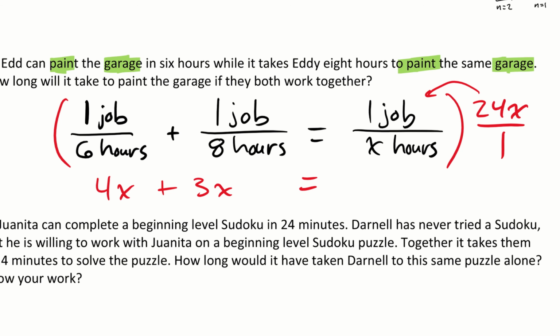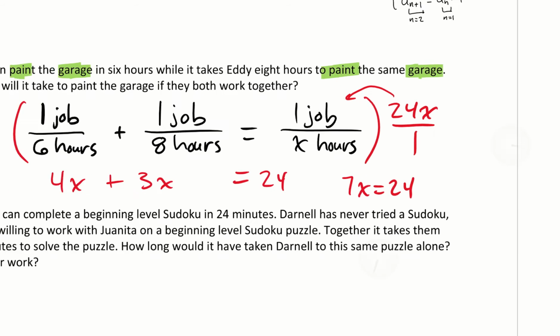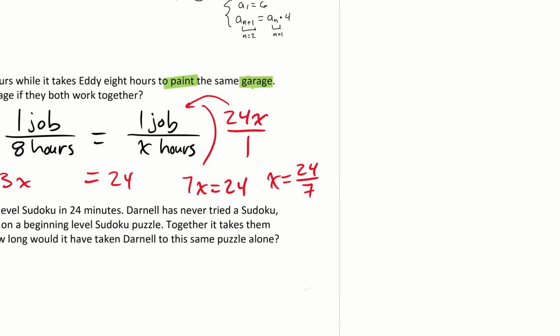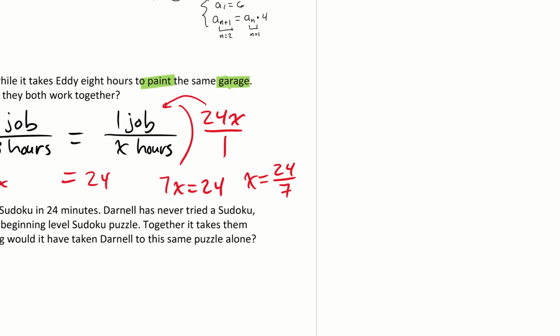There my x value is eliminated. I'm just left with the number 24. So this equation becomes 7x equals 24. And if I solve that for x, x is 24/7. So they could do the job in 24/7 of an hour. And some of you were converting this into not only hours, but hours and minutes, and I thought that was super cool. I don't know, I might ask that on a test.